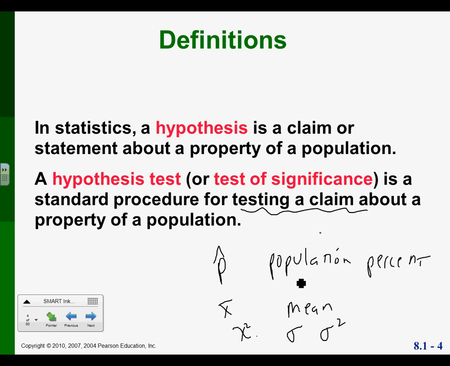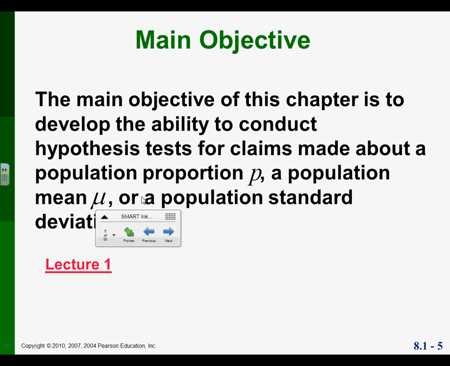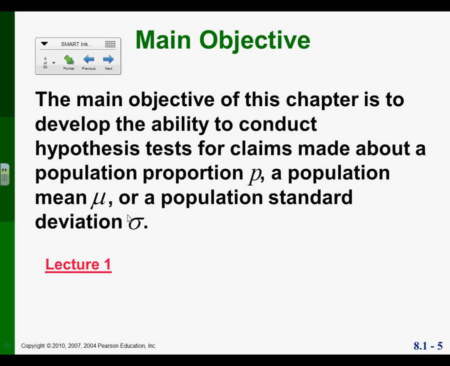Those claims. Are you testing a percent? If you are, you're still going to use board 7.2. Are you testing a mean? Which is 7.3 or 7.4. Are you testing a standard deviation or variance? It's board 7.5. Get the idea? Okay, so that's where we're going. We're going to test it. Alright, the main objective of this is to develop the ability to conduct a hypothesis test about a population mean, p-hat, x-bar, or standard deviation.